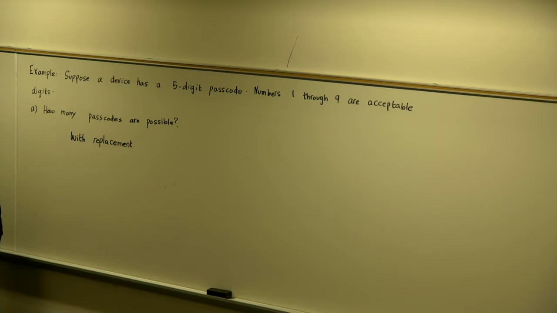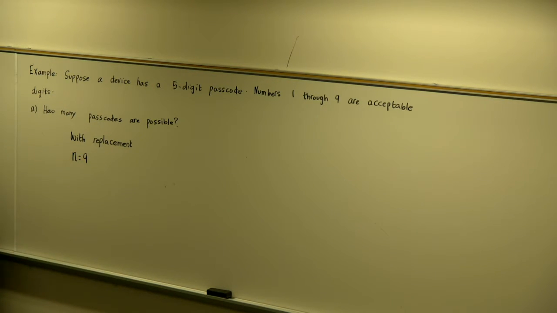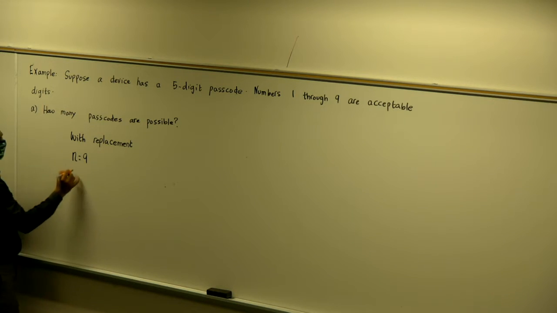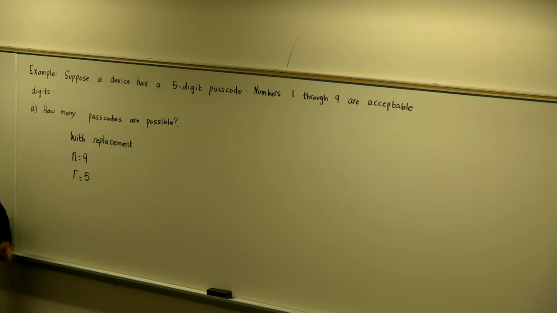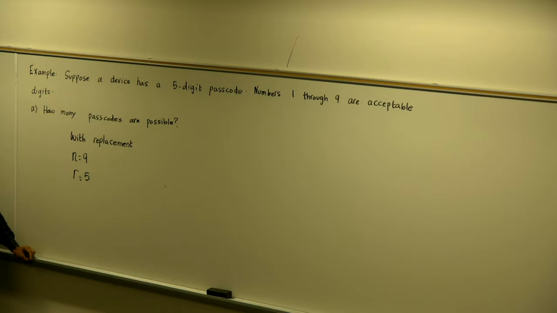How many items do we have in total? 9. How many slots do we have? 5. And we are looking for the number of possible orderings, so what should we use? N raised to R, NPR, or NCR? It'd just be N raised to R.